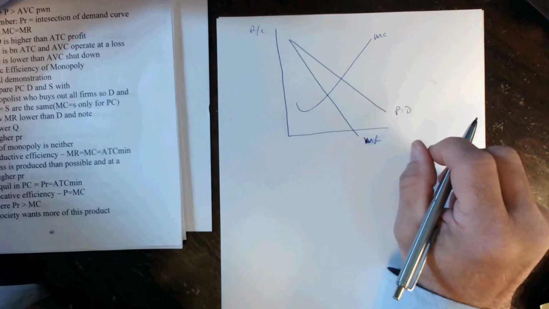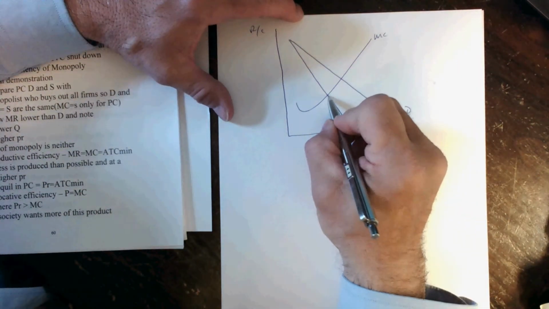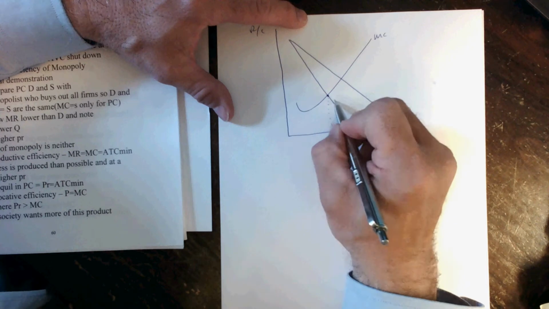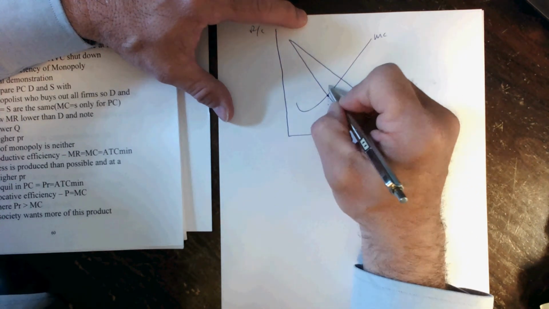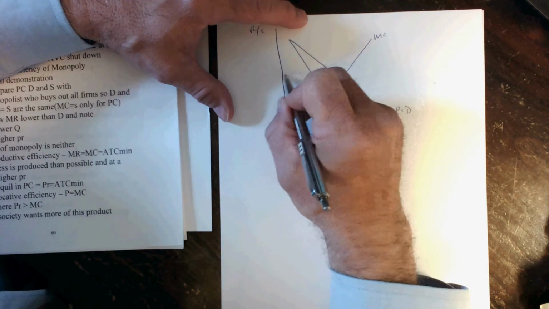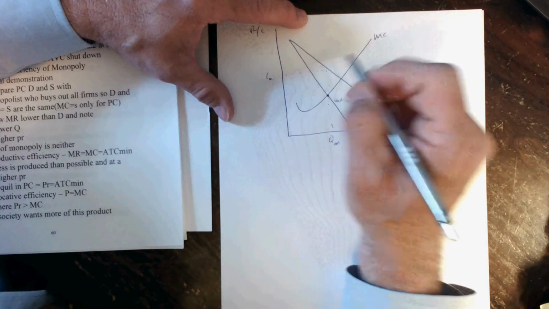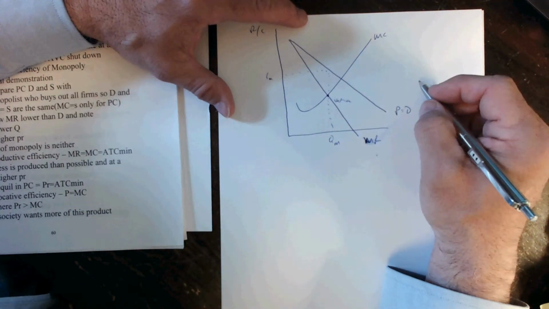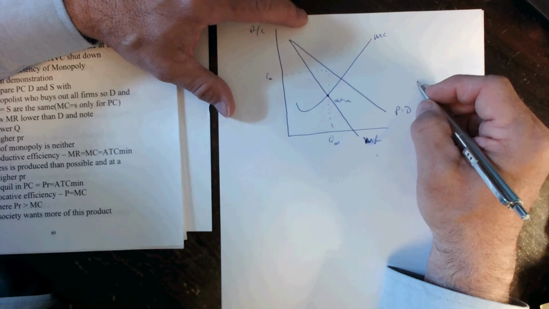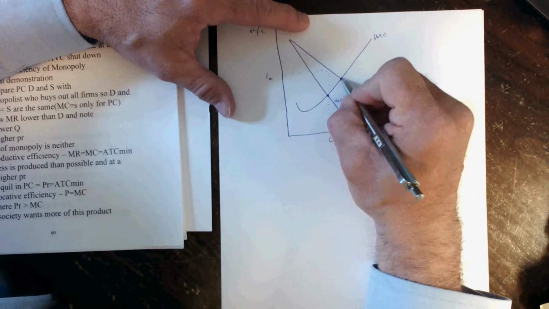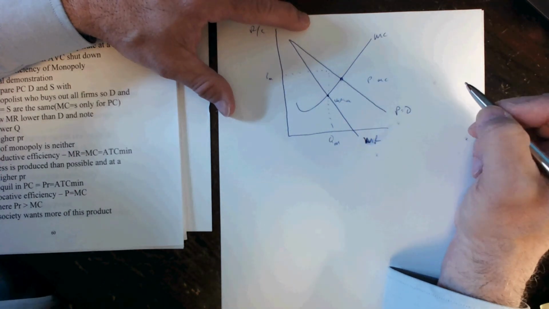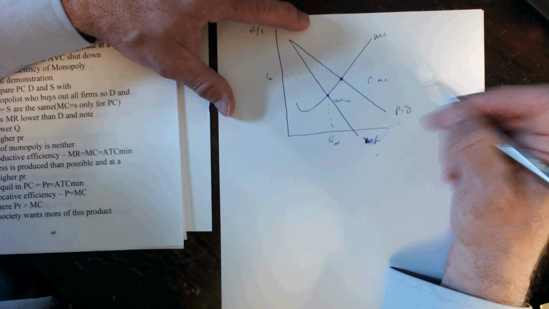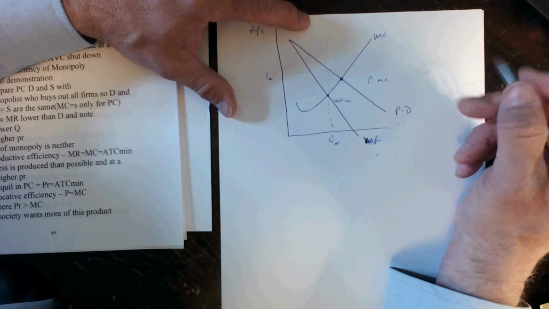The monopolist is going to find where marginal revenue equals marginal cost, go down until you find quantity monopoly, and go up until you find price. So this is going to be price monopoly. Now, a pure competitor is going to produce where price equals marginal cost, which is over here. For a pure competitor, price, marginal revenue, and average revenue are all equal because the pure competitor sees a perfectly elastic demand curve.